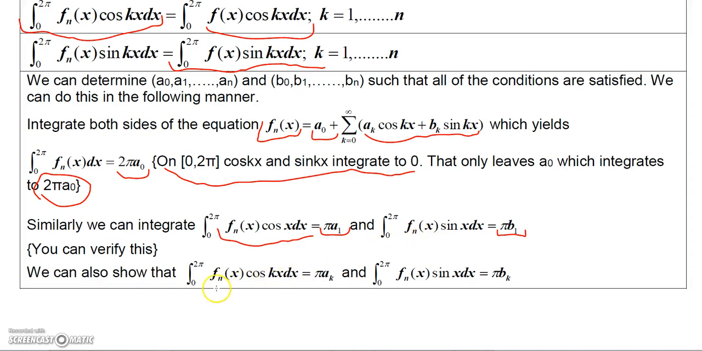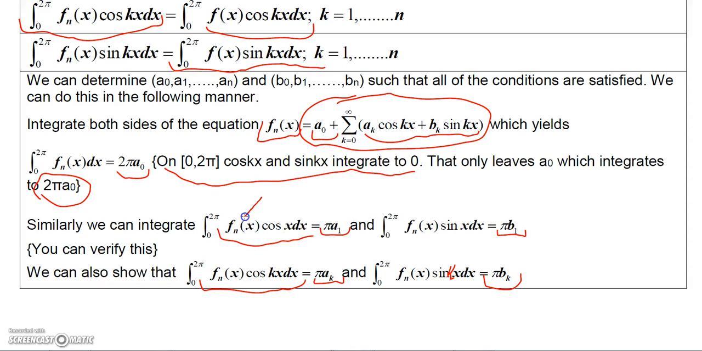And then if we integrate for any kx, if we do it for cosine of kx, where k is some real number, then we'll get pi times a sub k. And then if we integrate from 0 to 2 pi f_n(x) times sine kx, we'll get pi times b sub k.